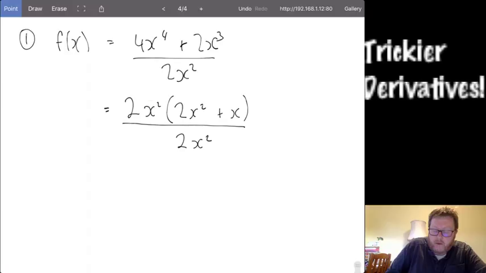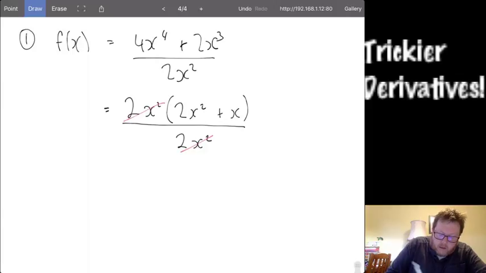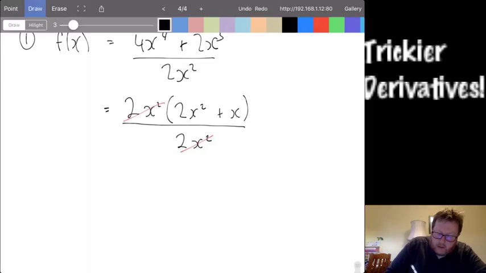As long as I've got the whole of an expression multiplied by the whole of another expression, cancelling out can happen. Remember, if there was a plus in there or something, we couldn't just cancel down like that. I couldn't cancel down those bits there because there's a sum in the middle. You can only cancel down when there's a product, multiplication. Okay, coolio. 2x squared and 2x squared cancel out, and that leaves me with 2x squared plus x.